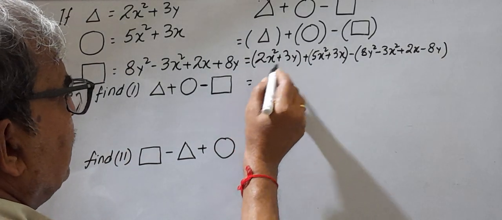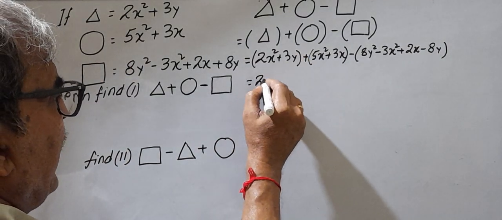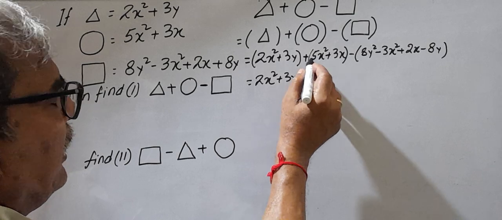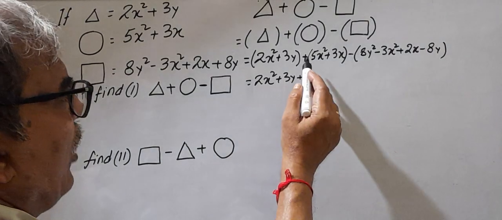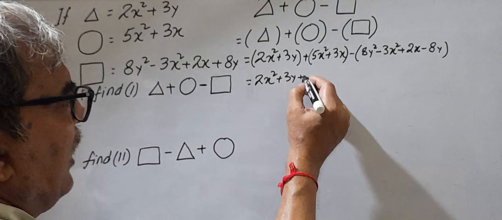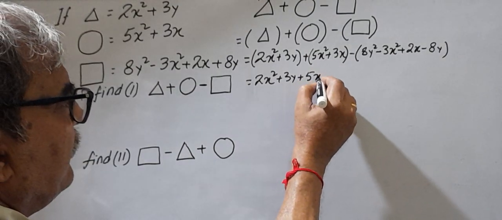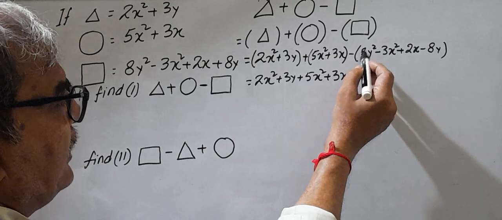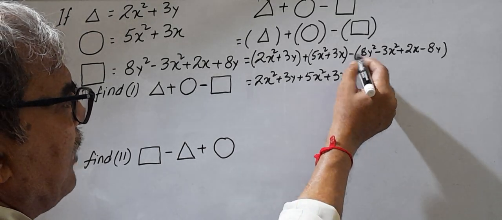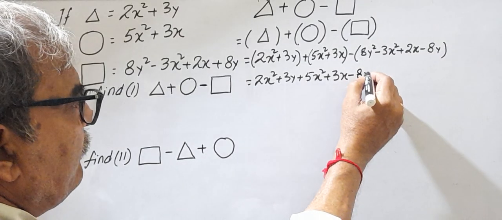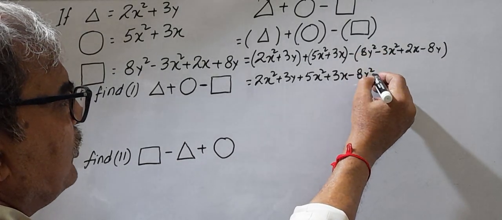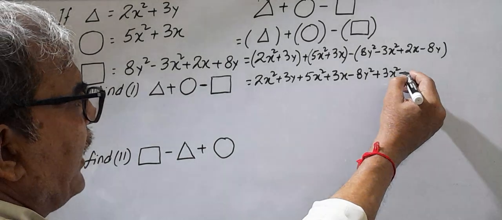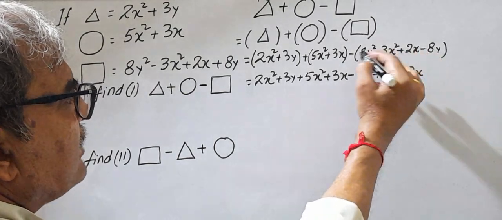Now this we can easily open, that is 2x square plus 3y. And there will be no change because initially just before the bracket is plus, so it will not change. 5x square plus 3x, but here it is changing: here minus 8y, initially positive in bracket, so when it comes out it becomes minus 8y square, and minus minus plus, it will be plus 3x square. And it is plus, it becomes minus 2x. And it is minus, minus, plus 8y.